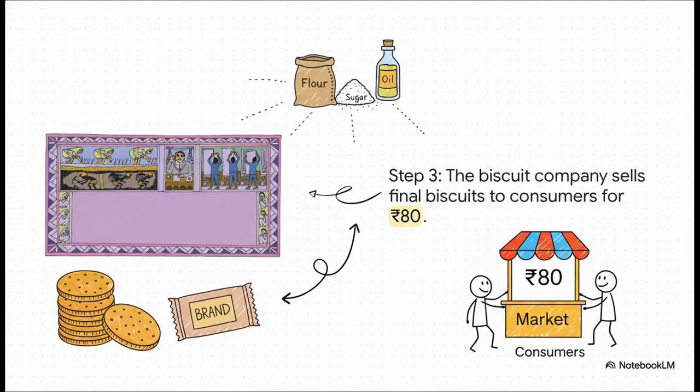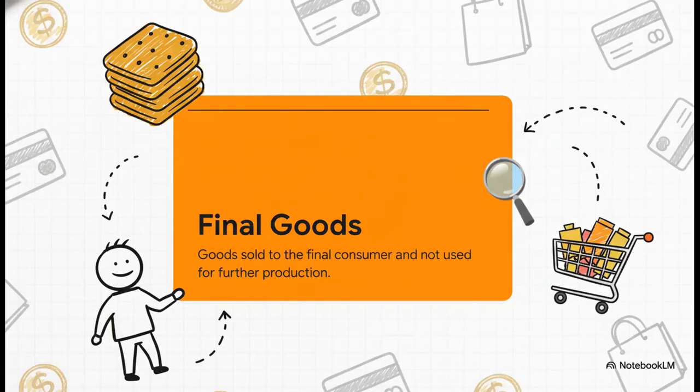And now for the final step. The biscuits company buys the flour, they mix it with sugar, bake it, put it in nice packaging, and they sell the packet of biscuits to you and me, the consumers, for 80 rupees. So, these biscuits that we buy from the shop, these are what we call final goods.